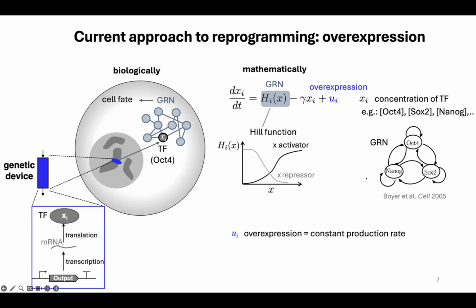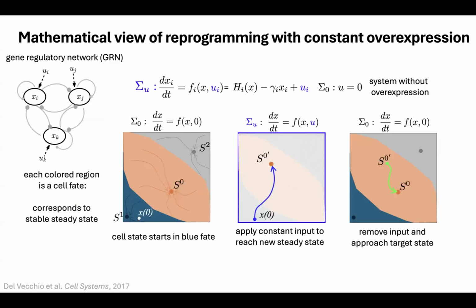So traditionally, this input U is an overexpression, so it can be regarded as a constant production rate. So within this view, you take your reprogramming problem in the context of a dynamical system where you have your function with the Hill function, the decay, and your overexpression, and you are asking if by overexpressing, so adding this input, you can move the state of your cell from one basin of attraction to the other, thinking that each basin is reflecting a different cell fate.